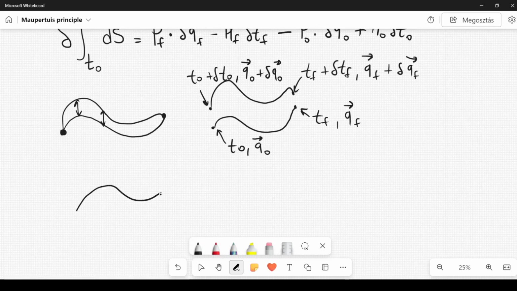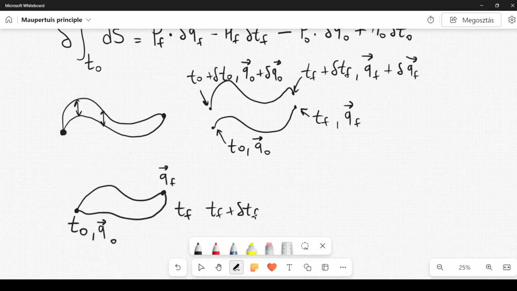Now we assume that the two endpoints are fixed in space, but we can change the time quantity. So in particular, this one is t0, q0 and it is fixed, whereas this final point will be qf, and it is fixed. I mean, the displacement is fixed, but the time variable can change from one path to the other. In particular, on one side we have tf, and on the other one we have tf plus delta tf.